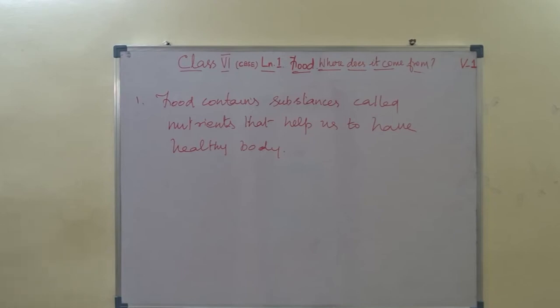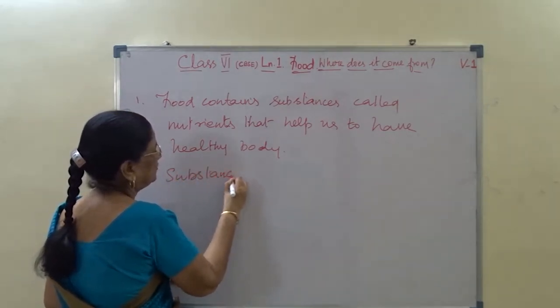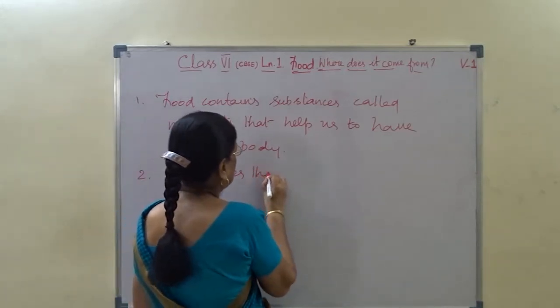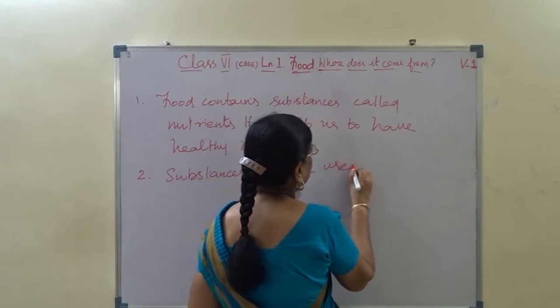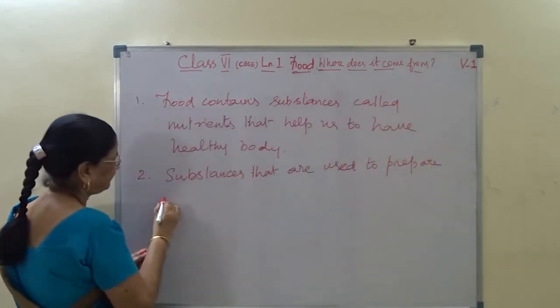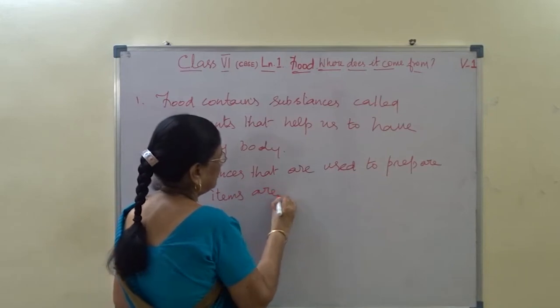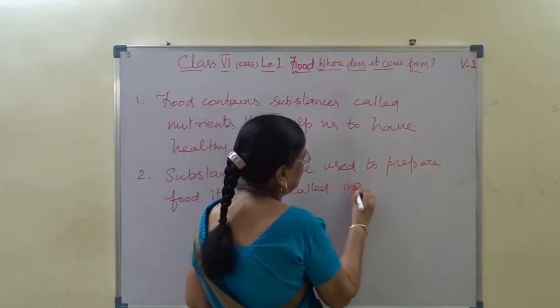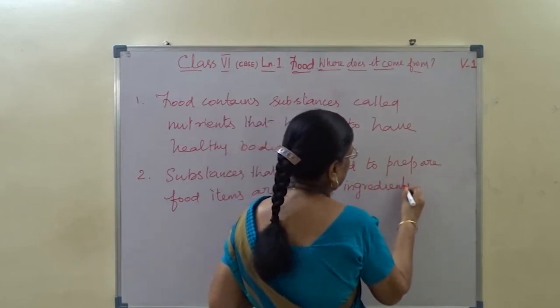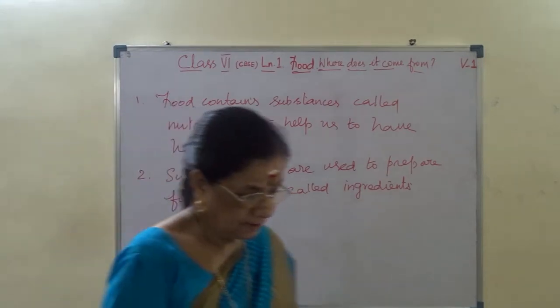Substances that are used to prepare food are called ingredients. I hope you are clear with that, right? Substances that are used to prepare food items are called ingredients. The next question: what is the role of fiber-rich food?